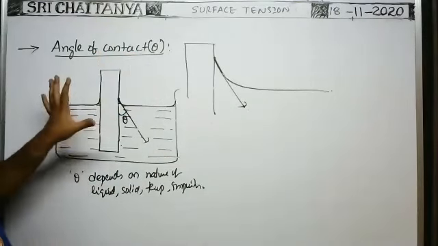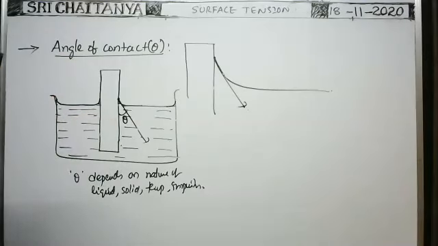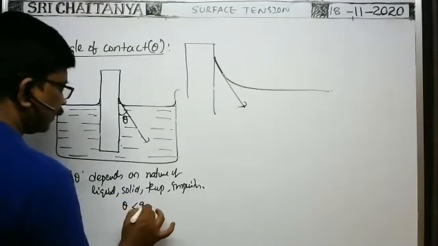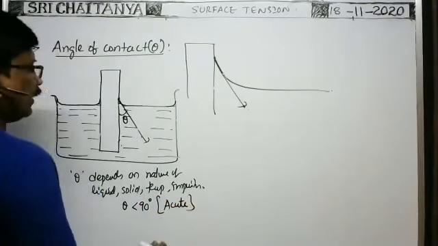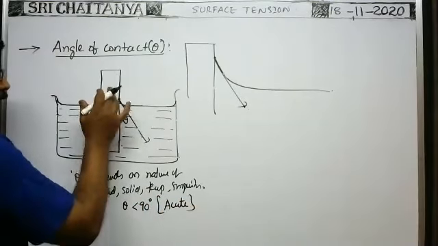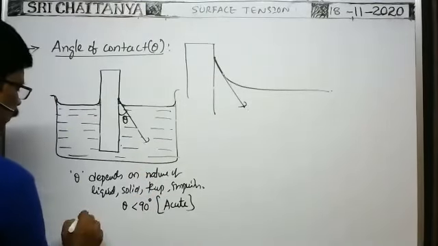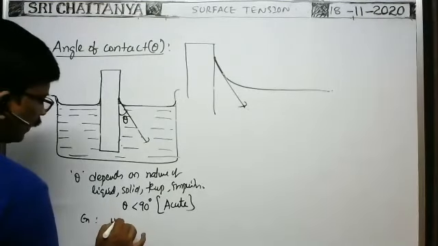Okay, so in this case the angle of contact is less than 90. That means the angle of contact here is theta less than 90, an acute angle. So in the case of some liquids and solids, the angle of contact is acute. As an example, water and glass.